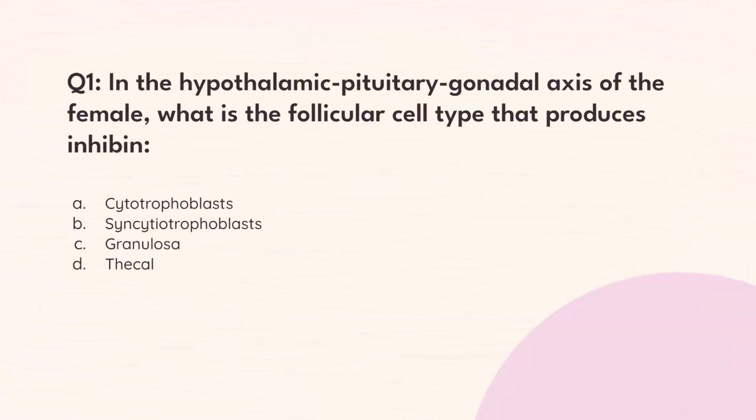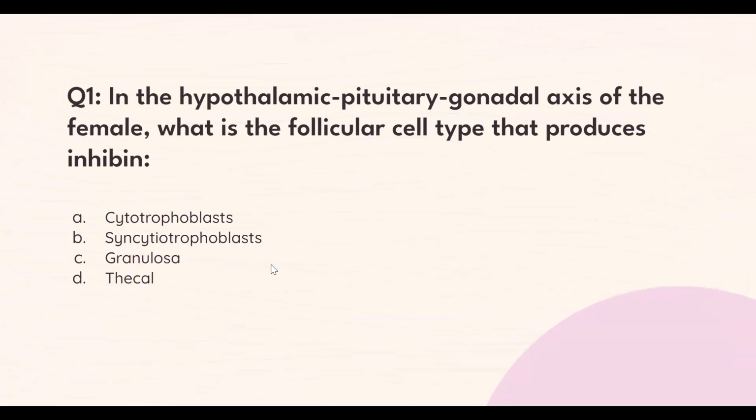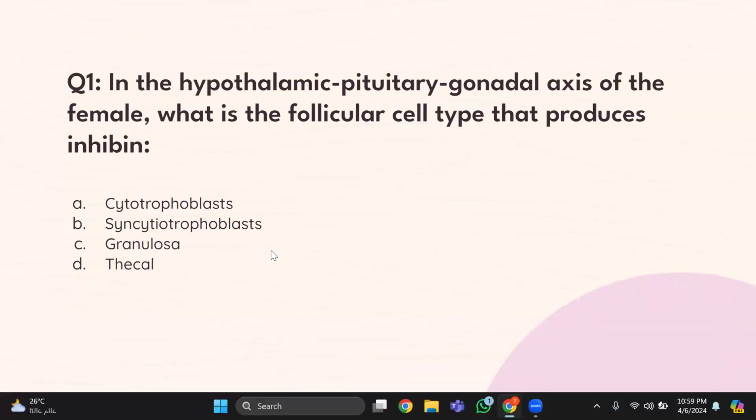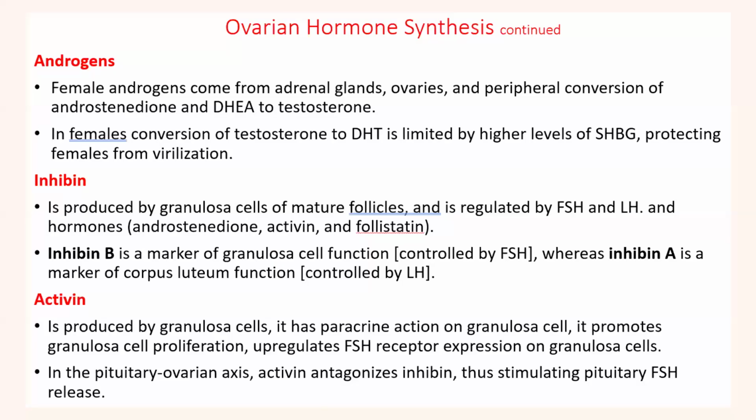In the hypothalamic pituitary gonadal axis for the female, what is the follicular cell type that produces inhibin? Is it a cytotrophoblast, syncytiotrophoblast, granulosa cells, or thecal cells? Okay, let's look at the answer. Yes, you are right. It is the granulosa cell. This is not an application type of question. This is a simple recall question.